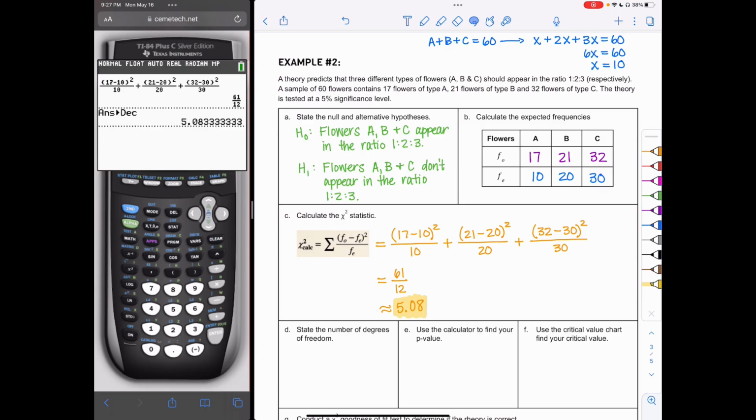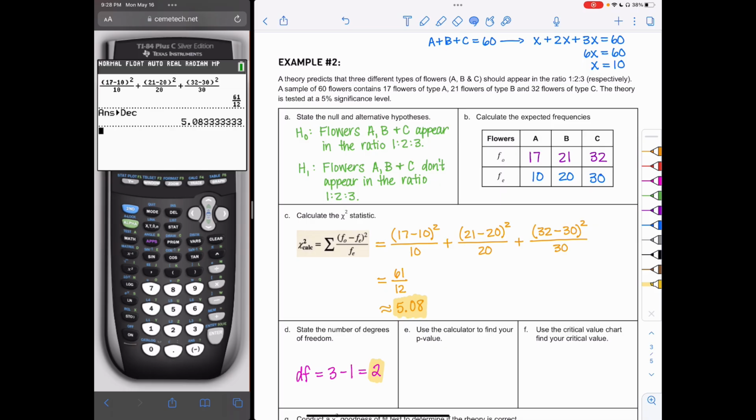So that is my chi-square statistic, or my chi-square calculation. So next I want to calculate the degrees of freedom. Remember, your degree of freedom is going to be equal to the number of categories, subtract 1. So I have 3 categories, 3 flower types, subtract 1, that will end up giving me 2. So 2 is my degree of freedom.